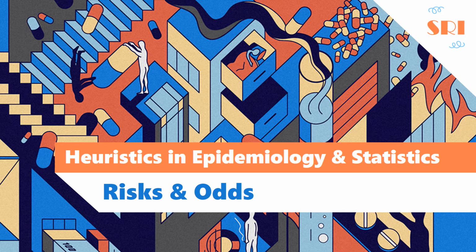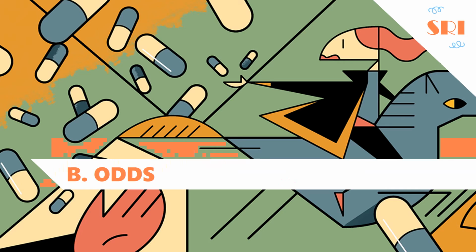I am Ayman Ibrahim, a member of the SRI group. Now I'm going to discuss the second part of this topic, starting with the odds. I do recommend that you see the first part of this topic, that is discussing the risks, because this would make more sense for you if you did watch the previous one.